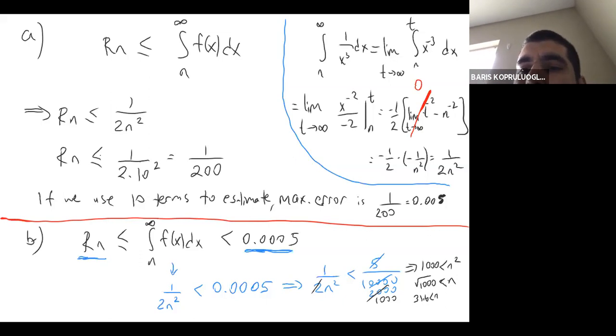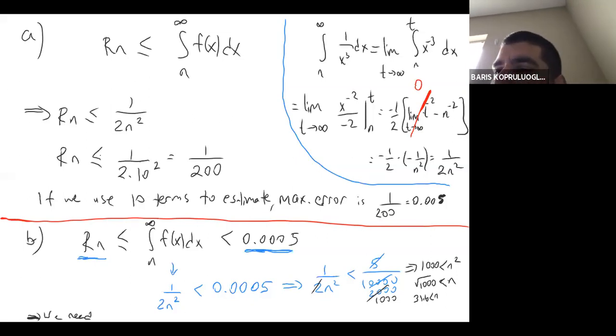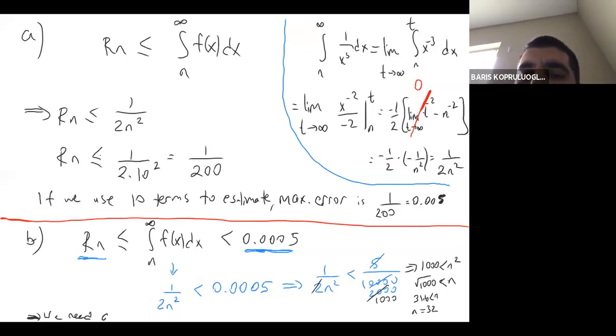So let's clearly write that. We need, say n is 32. We need at least 32 terms.